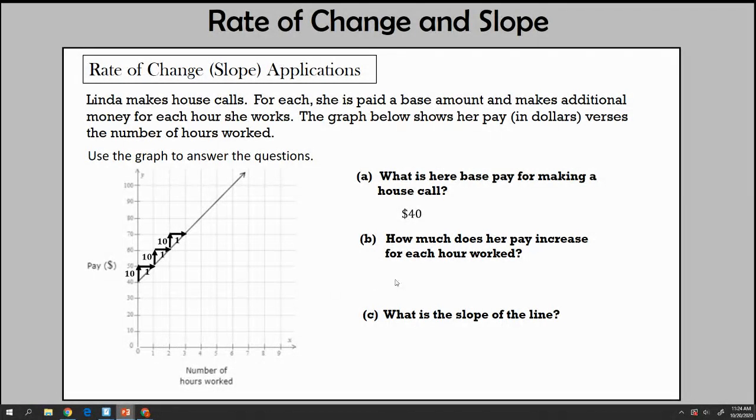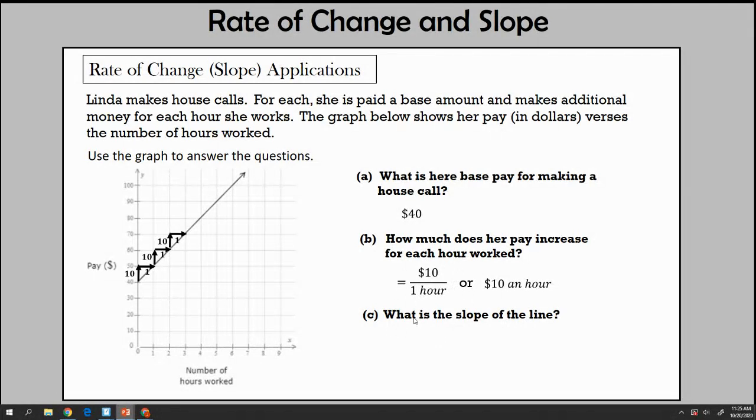All right. So what does this mean? How is her pay? Well, it's a rise of 10 and a run of 1. $10 per 1 hour, or we could just write $10 an hour. So she makes $10 for every hour she's there. What's the slope of the line? Same thing, guys. They call it rate of change because rate means you're using different units.